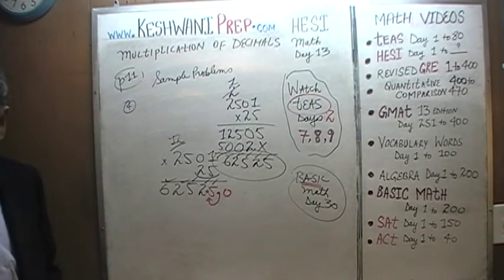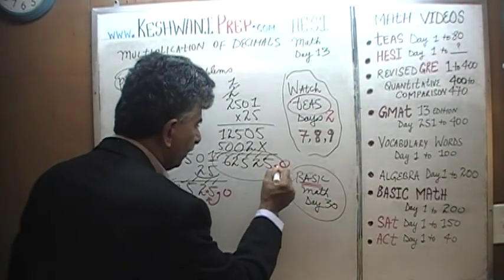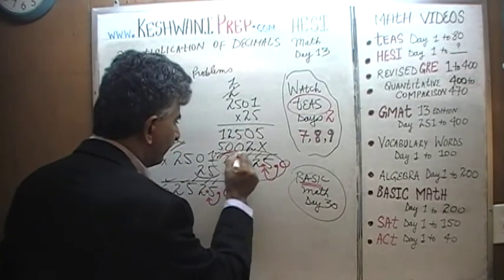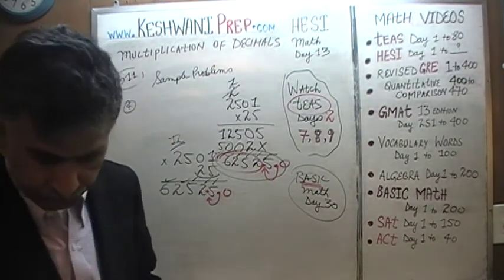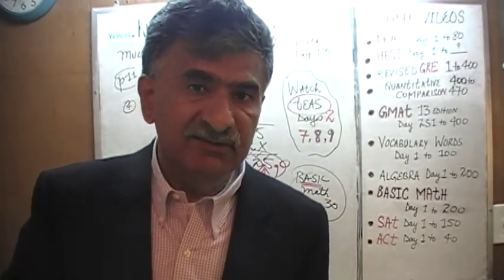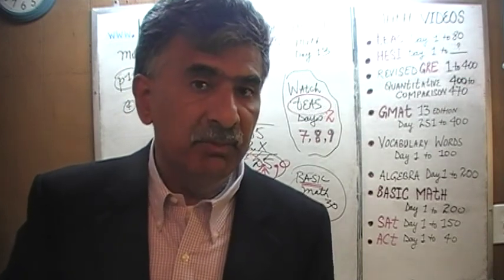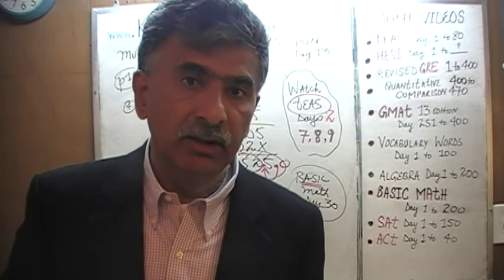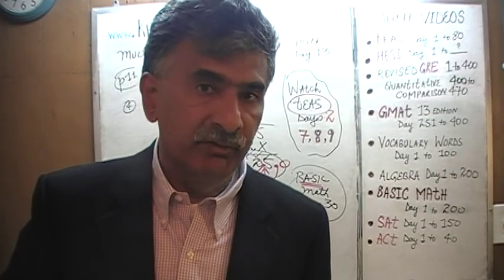It's the same answer. Same exact answer. Again, we're going to move our decimal one place, and it becomes 6,252.5. Do you understand? It took us a long time to do one problem here. That is exactly my point. This is not what you do in the real exam. In the real exam, this problem should have been done in no more than 15 to 20 seconds.